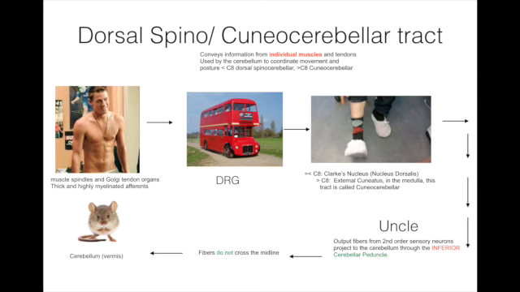So, information from muscle spindles and Golgi tendon organs project to the dorsal root ganglion, then to Clark's column below C8, or nucleus dorsalis, it's also known as, or above C8, the external cuneate in the medulla. And this tract is called the cuneo-cerebellar tract. And then they project through the inferior cerebellar peduncle. And the fibers do not cross, and they project to the cerebellum.